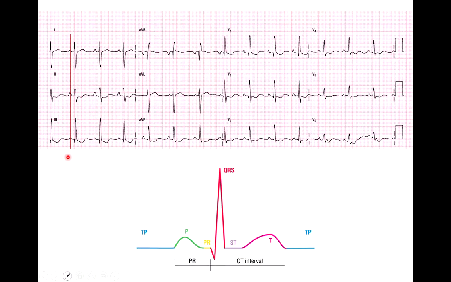But with this EKG, or this rhythm strip, this would be over time. Do you see these little hash marks here, and these hash marks here, and these hash marks here, and these hash marks here? Each of these distances is a 3-second period of time. So this would be 3 seconds, 6 seconds, 9 seconds, and 12 seconds.